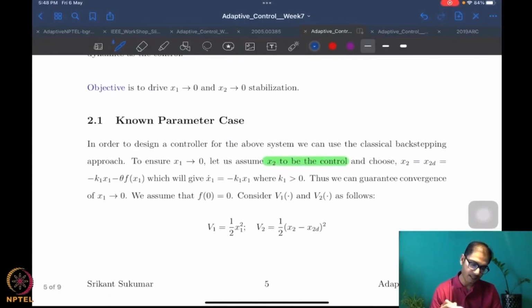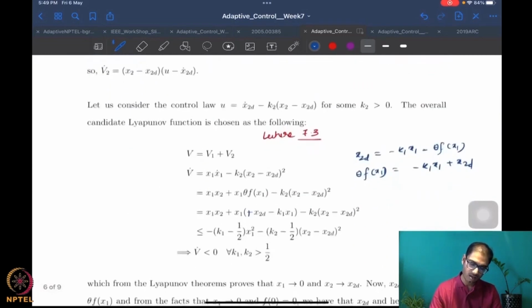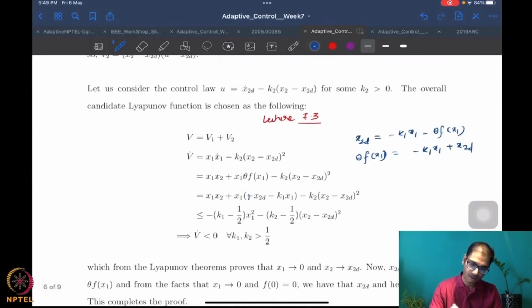Right, so x2 desired is minus k1 x1 minus theta fx1. All right, and if I go here, which is what I wrote here, x2 desired is minus k1 x1 minus theta times fx1. So if I replace for theta times fx1 from here, I get minus k1 x1. Yeah, I made a mistake. This should be minus k1 x1 minus x2 desired. Yeah, this is what I was sort of looking for. And this is correct. Yeah, that's what I was wondering.